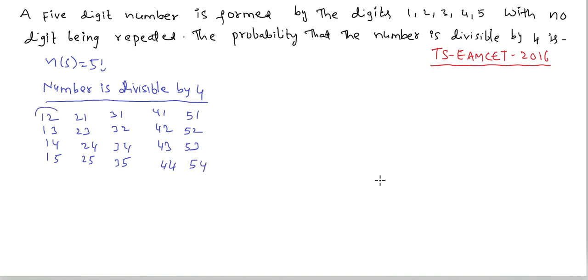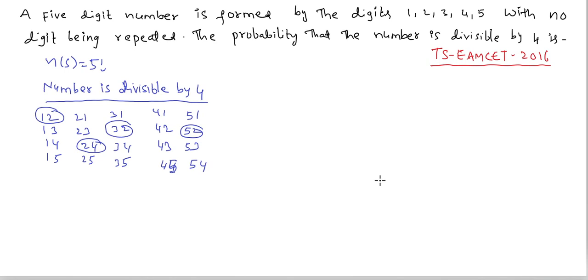Here 12 is divisible by 4, 13 is not divisible, 14 and 15 are not divisible, and 24 is divisible by 4, and 32 is also divisible by 4, and next 44 is a repeated number. This is 45. So 52 is also divisible by 4. So the numbers which are divisible by 4 are 12, 24, 32 and 52.